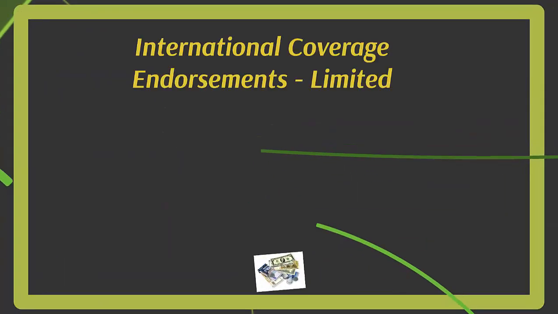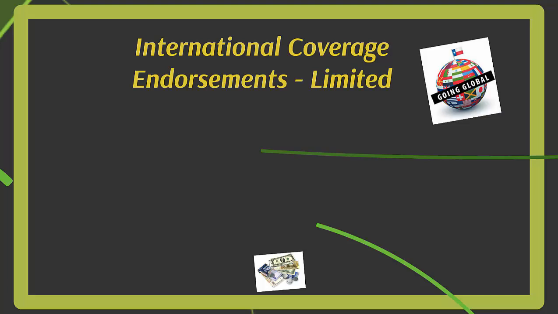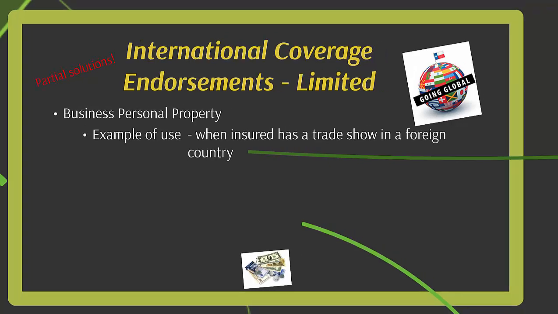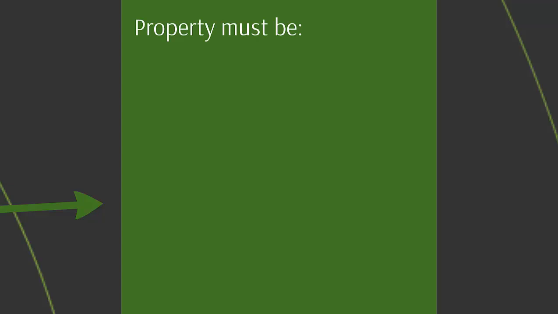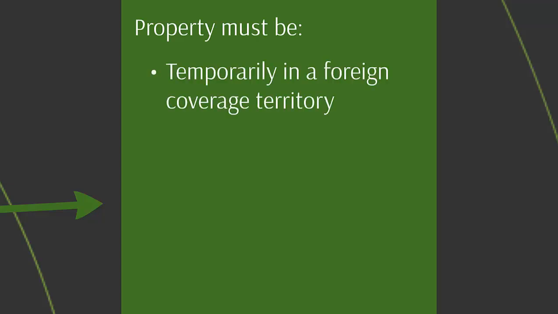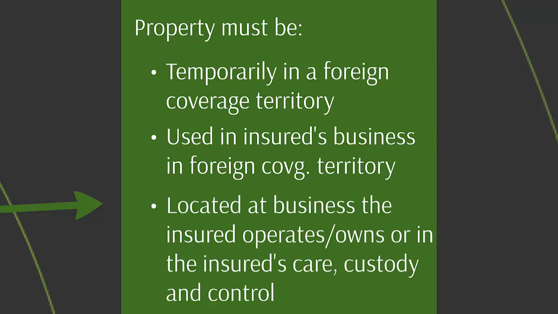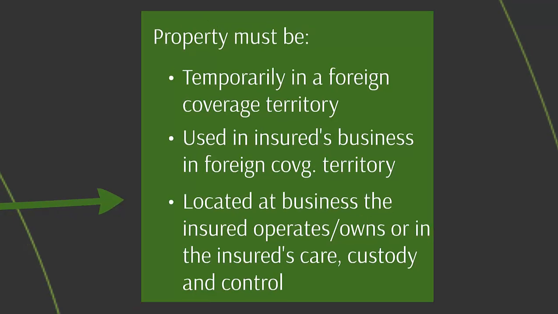Now let's look at international coverage endorsements, and these are limited, as their title states. Limited in that they really are only partial solutions, and I'll address that in my explanation. First, there's the business personal property coverage under the international coverage endorsement. An example of when this would be used is when an insured has a trade show in a foreign country. For this endorsement to apply, the property must meet all three of these criteria. It must be temporarily in the foreign coverage territory, used in the insured's business in the foreign coverage territory, located at a business the insured operates, owns, or in the insured's care, custody, and control.